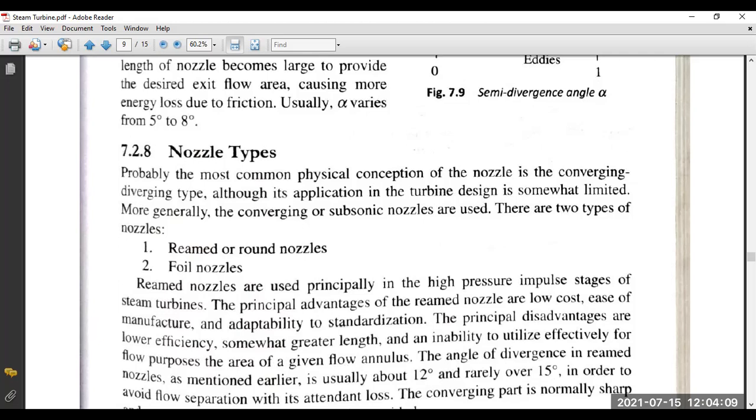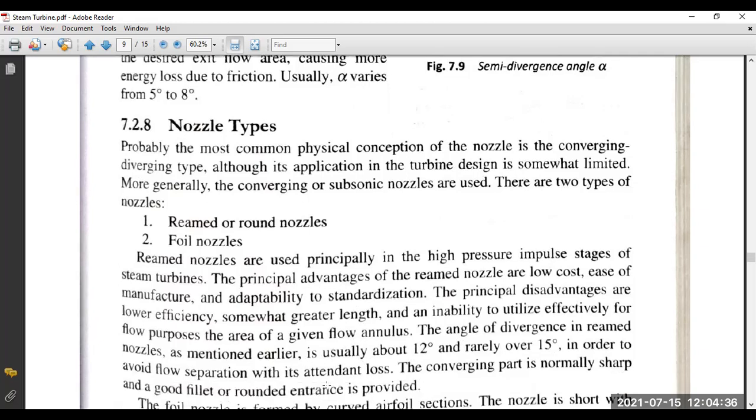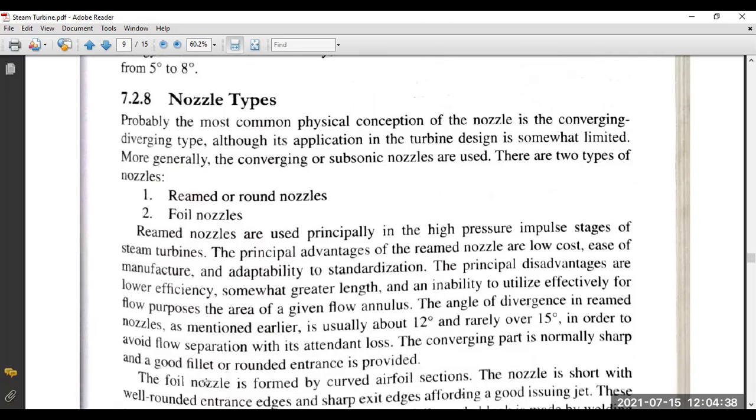The angle of divergence in a rimmed nozzle, as mentioned earlier, is usually about 12 degrees and rarely above 15 degrees. There are two types of nozzle: rimmed nozzle, for high pressure, and subsonic nozzle. The angle of convergence in a rimmed nozzle is somewhat higher, say 12 to over 15 degrees.